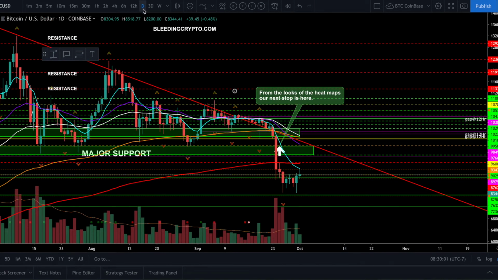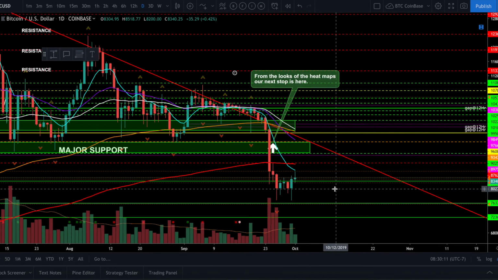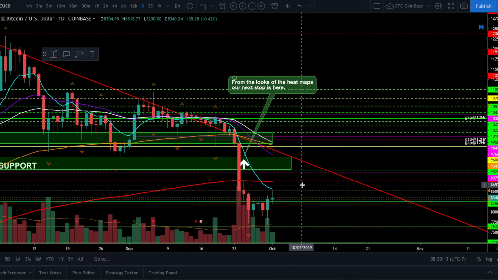The 1 day of Bitcoin, you can see here where we're getting rejected right on the 9 EMA. And this is what I was afraid of on the 12-hour, which did not play out. We actually broke above it. But you can see, again, that's exactly what happened here on the 1 day time frame. We got rejected off that 9 EMA. So we definitely have some work to do on the smaller time frames to get looking a little bit more bullish on the higher time frames.